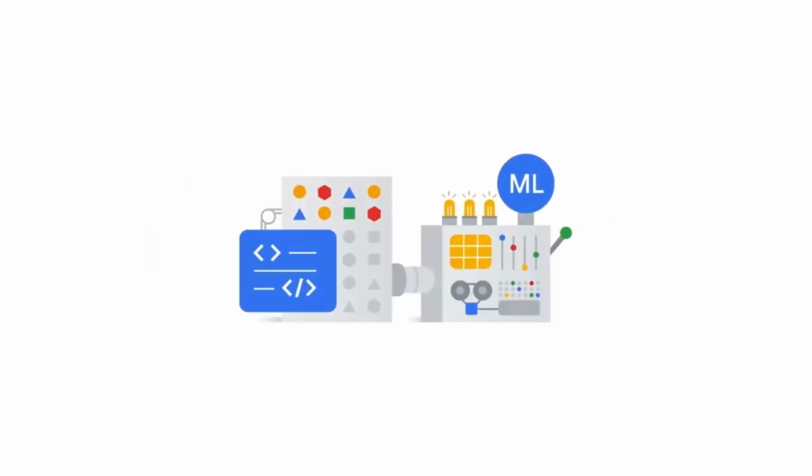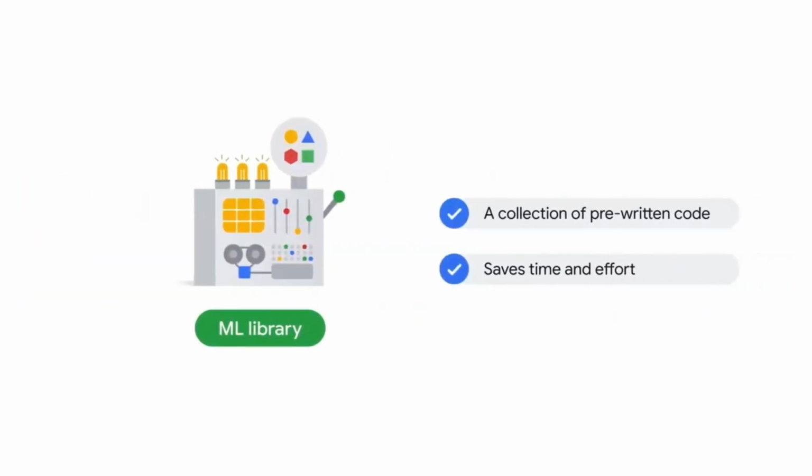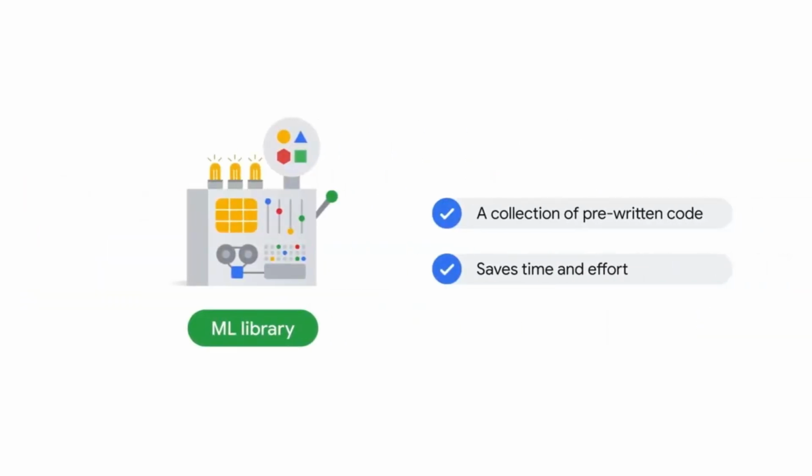After you decide the working environment, the next step is to start writing code. These days, you don't have to code from scratch. Instead, you can leverage ML libraries. An ML library is a collection of pre-written code that can be used to perform machine learning tasks. These libraries can save developers time and effort by providing them with the tools they need to build machine learning models without having to write everything from the beginning.